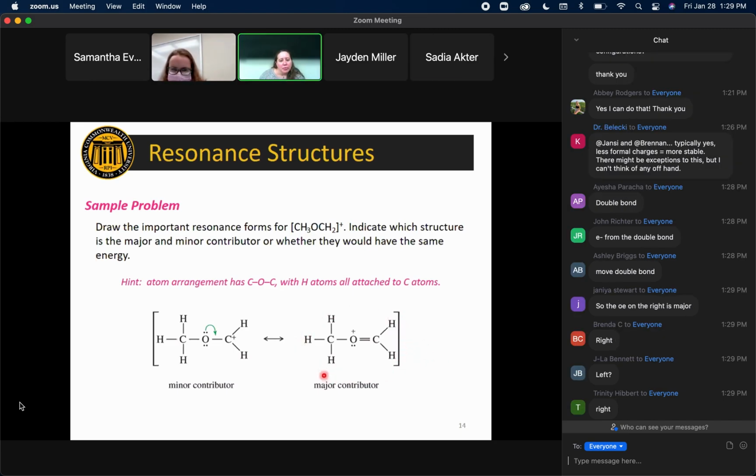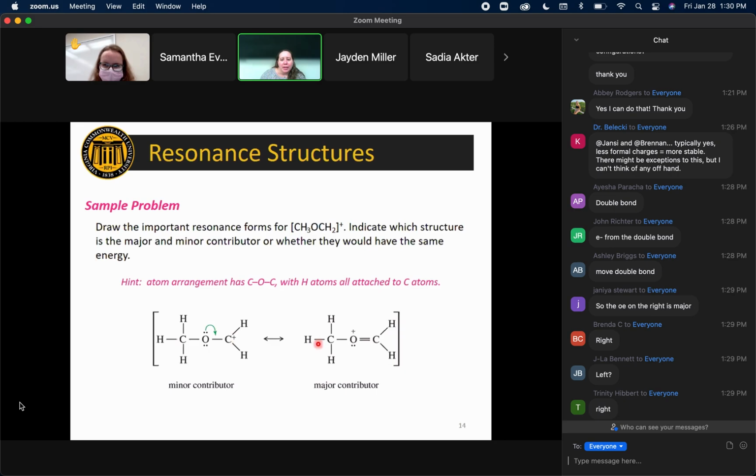And there's a couple of different ways that we can use to look at this, but this is a little bit tricky. The very first thing we want to do is make sure that the octet is satisfied for all of our atoms. And that is true for the contributor on the right. If you look at the carbon here in the molecule on the left, that carbon only has 6 electrons. So it's not breaking the octet rule, right? But that carbon hasn't fulfilled the octet. It doesn't have a full valence shell.